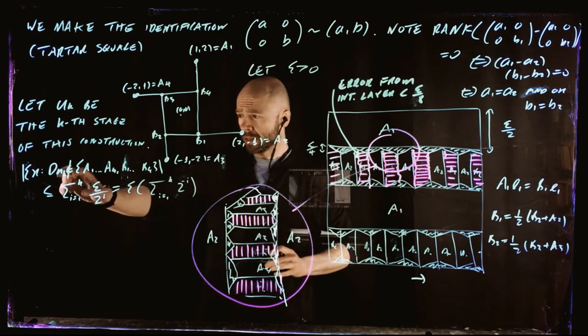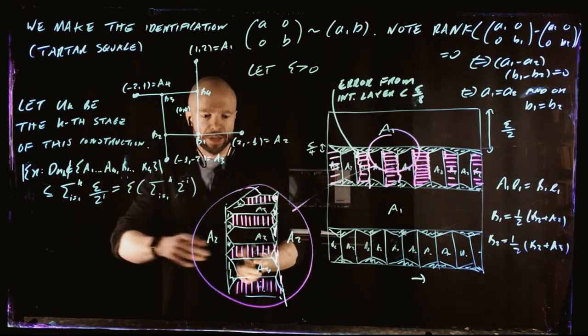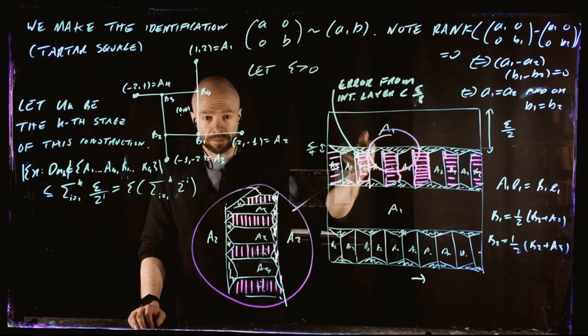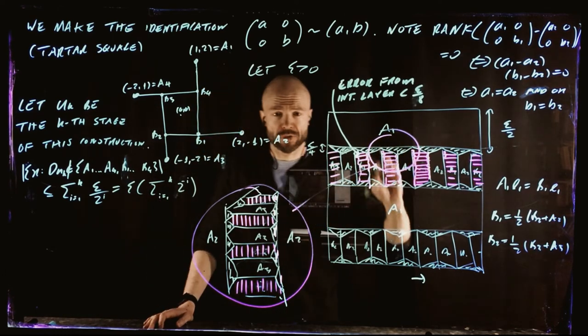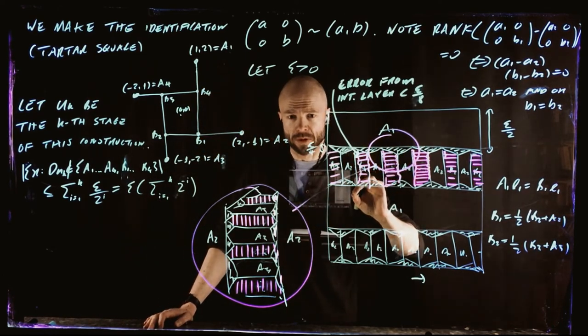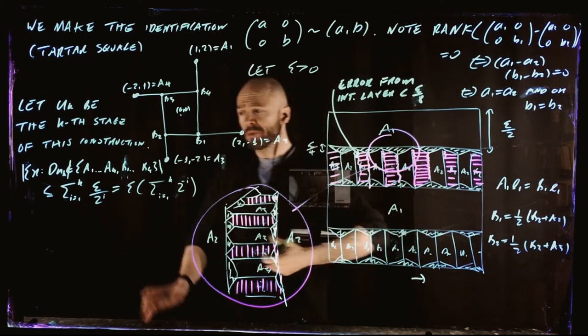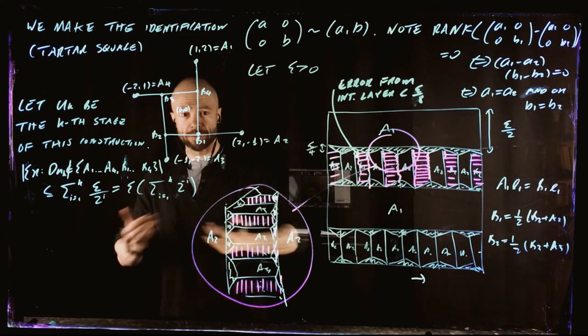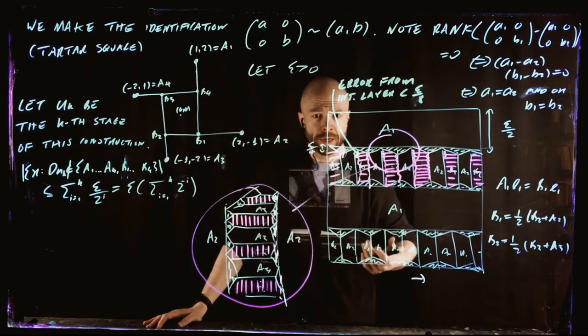So this is the kth stage, right? And at the kth stage, we still have some of these B guys left, yeah? But the measure of these B strips is turning smaller and smaller and smaller, right? So at each stage, we can replace the B by more and more of the A. In fact, as much of the A as we like, right?